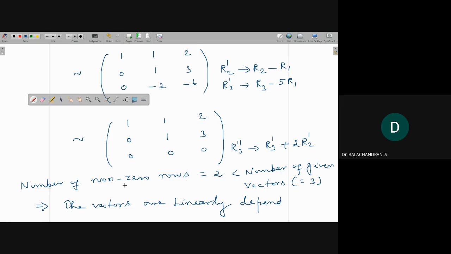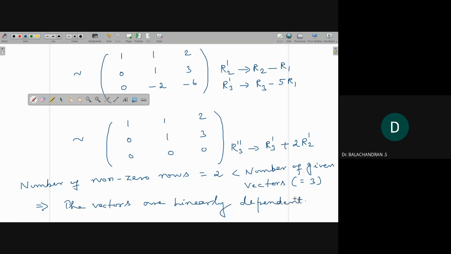Suppose if this is non-zero, then the number of non-zero rows is 3, which is equal to the number of vectors, and hence the vectors are linearly independent in that case. But here this is 0, so the rank is also 2. The number of non-zero rows is also 2. So the vectors are linearly dependent.